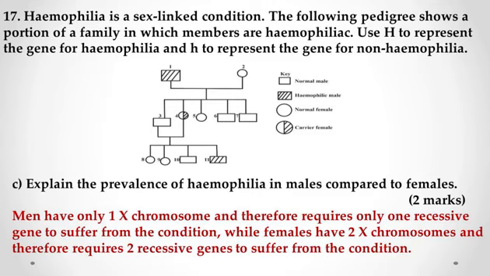We have more males with hemophilia than females, and the reason is that men have only 1 X chromosome, and therefore require only 1 recessive gene to suffer from the condition, while females have 2 X chromosomes and therefore require 2 recessive genes to suffer from the condition.